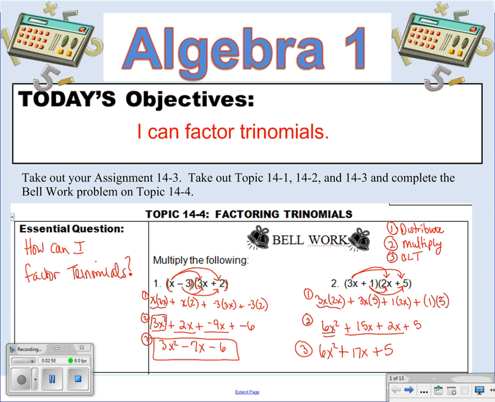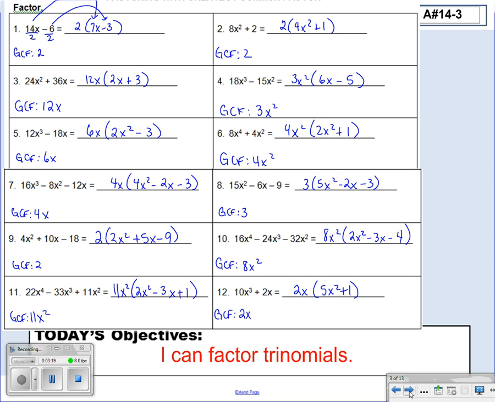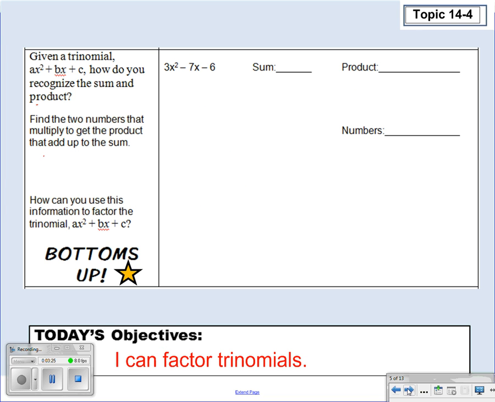So notice that when I took my first two terms and multiplied them, that gave me the first term in the trinomial. Our last two terms, when we multiply, give me the last term in our trinomial. This is going to be very helpful for us when we start working backwards. So you can check your answers to 14.3 by pausing. And now we're going to learn how to factor.